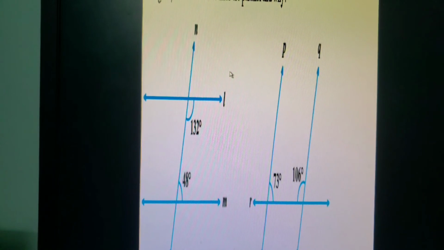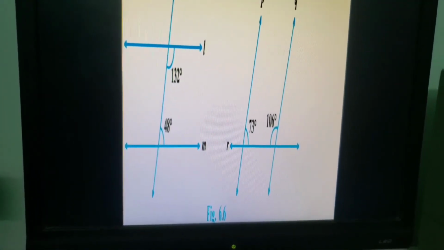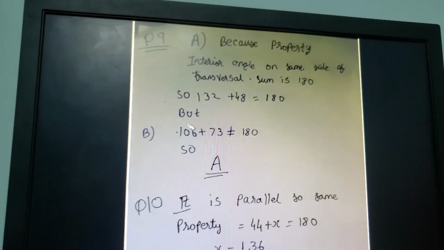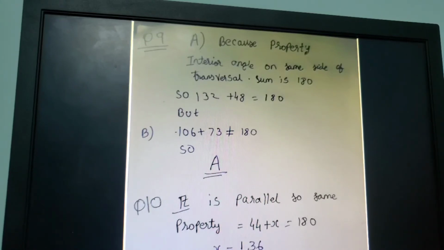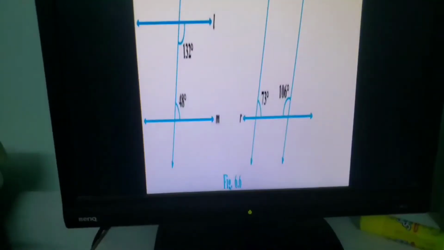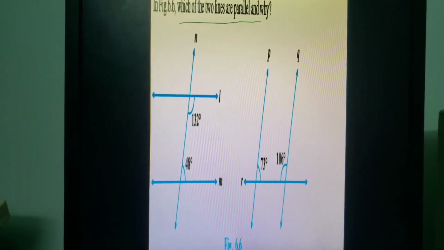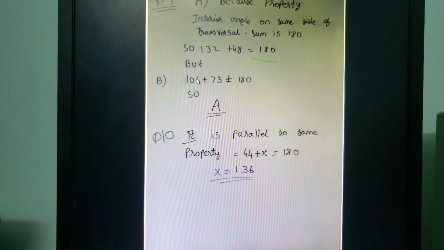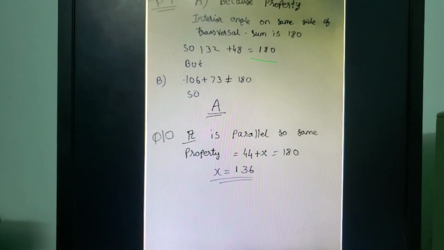Now for question number 9, this is the question. This is an easy question. Which of the two lines are parallel? You can see the figure. Answer: because of the property that interior angles on the same side of the transversal sum to 180 degrees, we just have to see whose sum is 180 degrees. Angle 1's sum is 180 degrees, right? But angle 2's sum is not 180 degrees. So our answer A is correct.